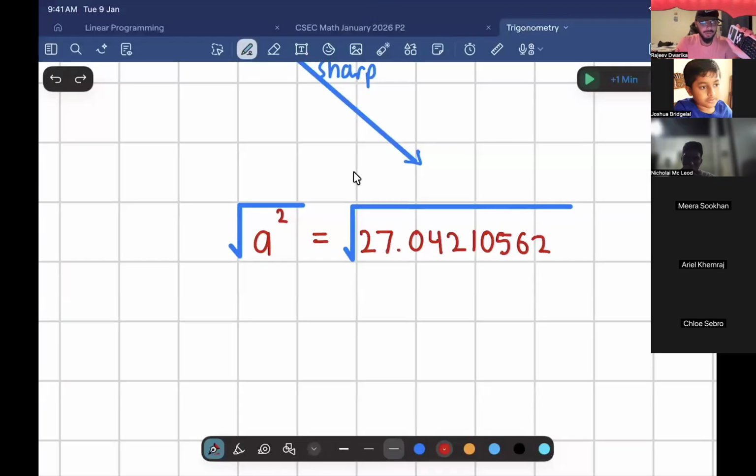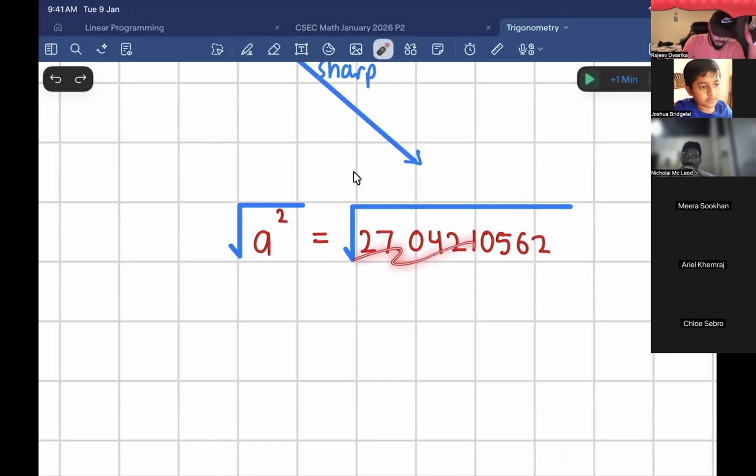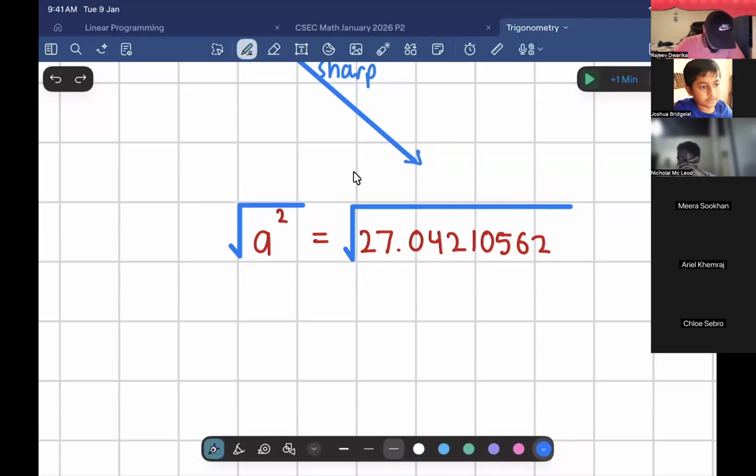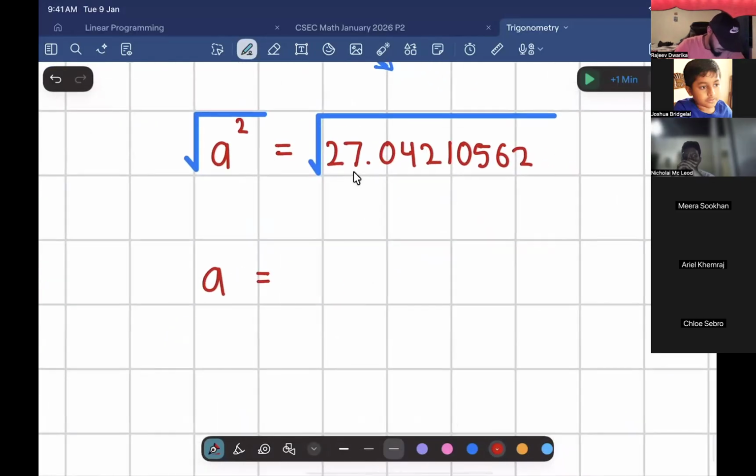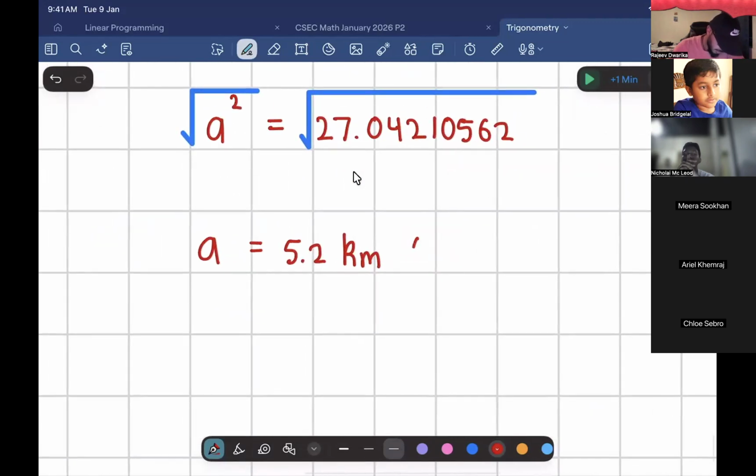But to make it really, really simple and unambiguous, this is what I would recommend. So in the calculator, write this down and then square root it. So just plug that into your calculator. Yes, I get 5.2. Right, so your answer is going to be 5.2 kilometers, right? And to one decimal place.